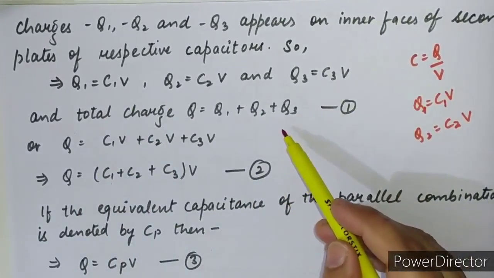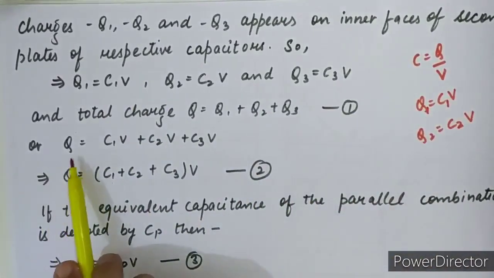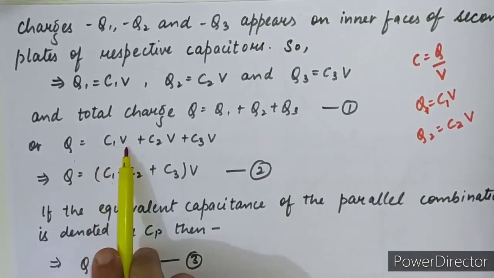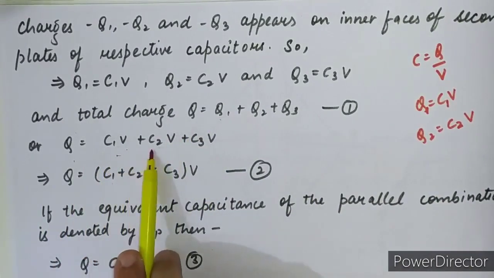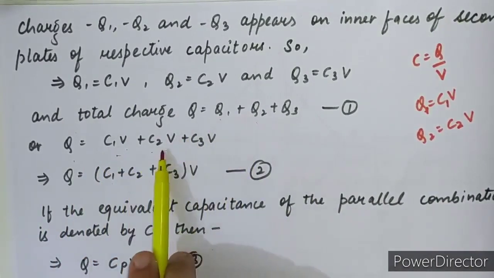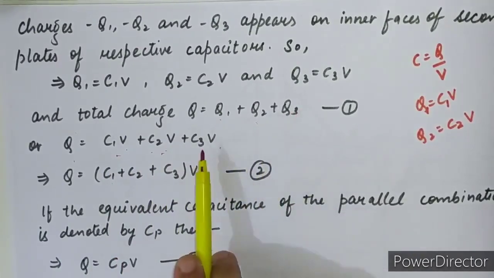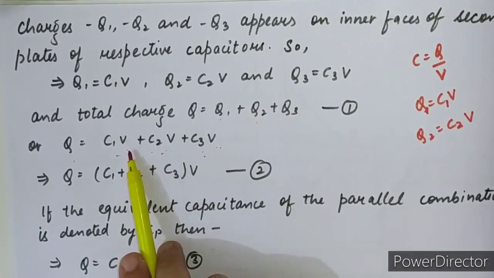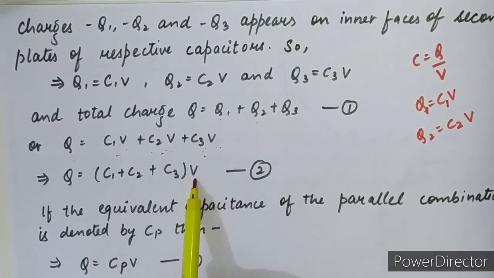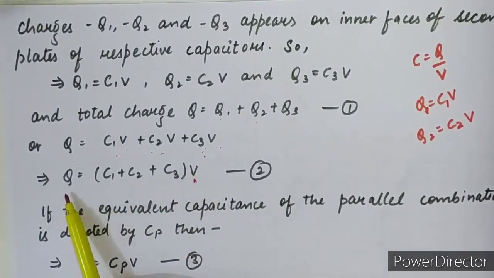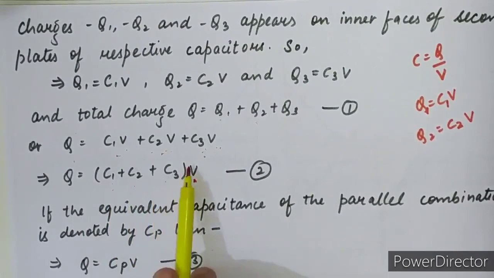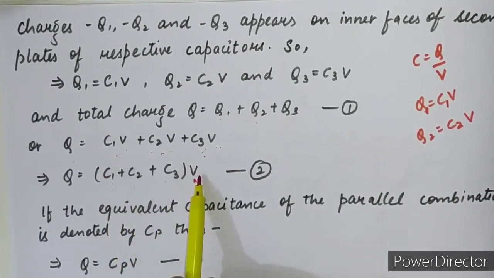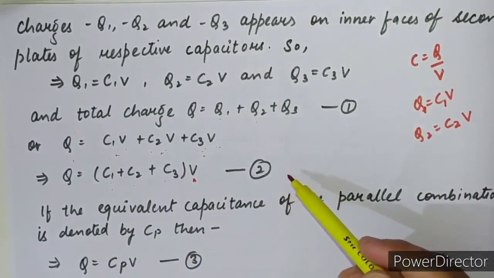Now put all these values, which we calculated previously, in equation number 1. Q is equal to C1V plus C2V plus C3V. Now V will be the same in this parallel combination, so we take V as common, the potential difference being common. So the equation will be Q is equal to C1 plus C2 plus C3 multiplied by V. This is your equation number 2.